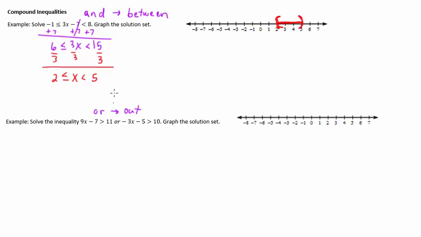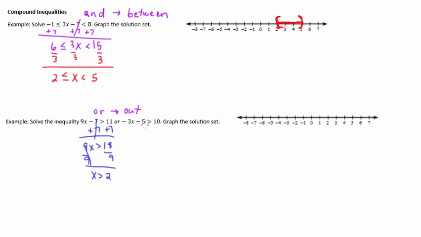This next one is "or", and this will always be two separate inequalities. It can't be combined like the "and" was. So we solve them separately. So 9x is greater than 18. Divide by 9 on both sides. And I get x is greater than 2.